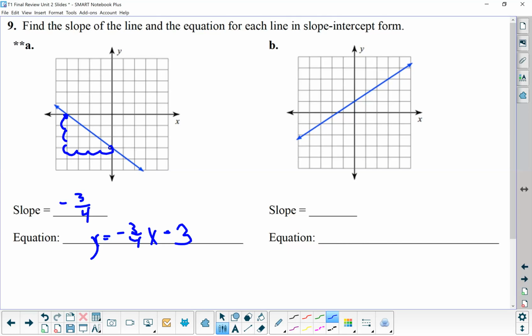There. Clean this up just a little bit. That's a lot better. There we go.